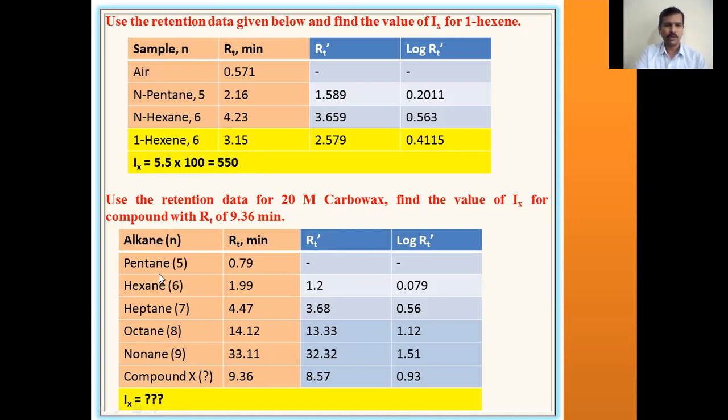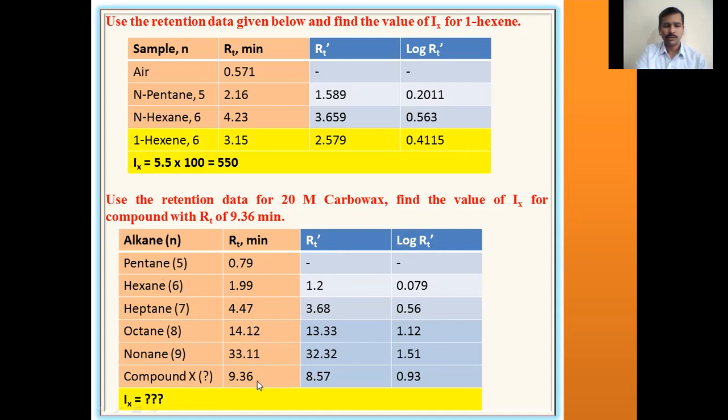The standards used were pentane, hexane, heptane, octane, and nonane. You know the number of carbons presented in the bracket: 5, 6, 7, 8, 9. So you elute all those one by one and tabulate the retention time from the chromatogram. You will have a chromatogram at the end of the separation. So retention times you have, adjusted retention time you tabulate, log of adjusted retention time you also tabulate.